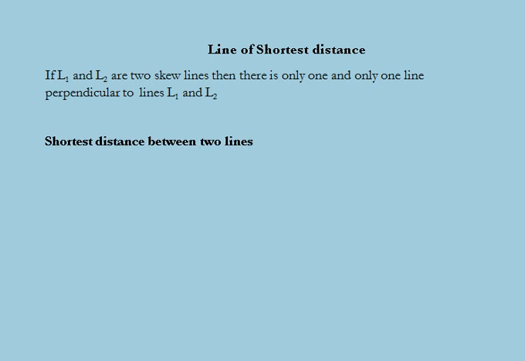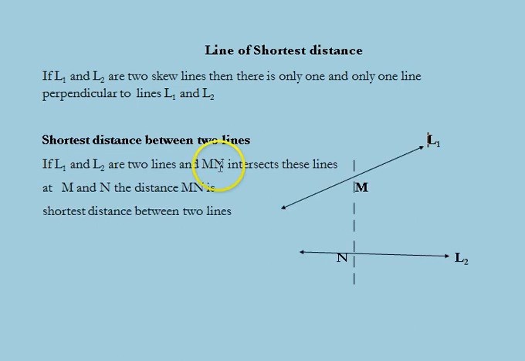Next we are going to define the shortest distance between two lines. For that we consider lines L1 and L2 as shown, and MN be a line which intersects these lines, that means L1 and L2, at right angles at M and N respectively. Then the distance MN is known as the shortest distance between two lines, that is L1 and L2 here.